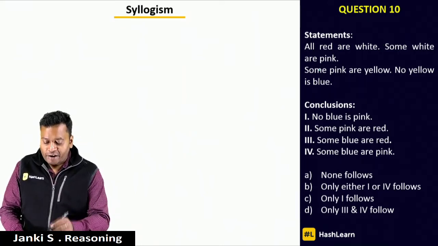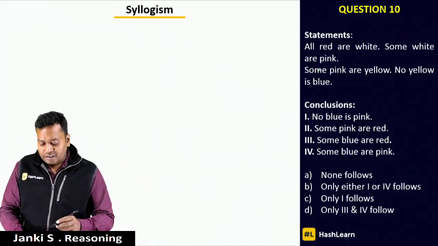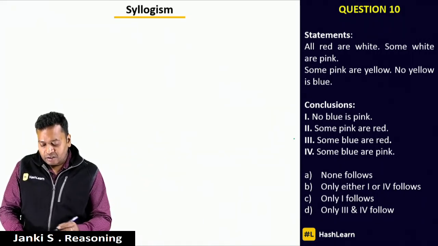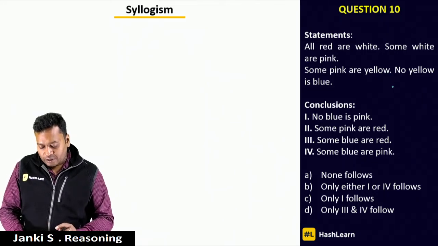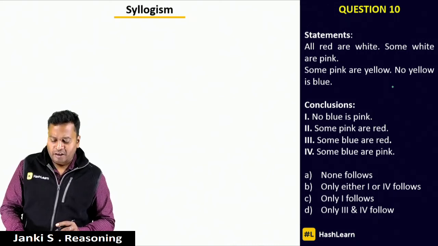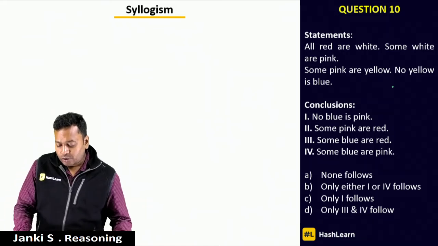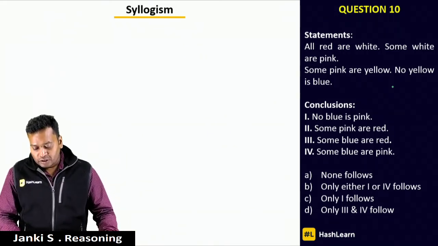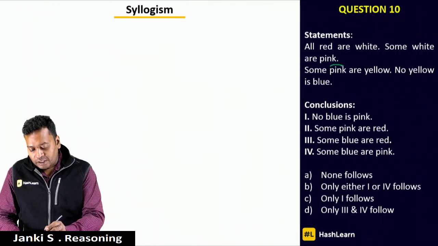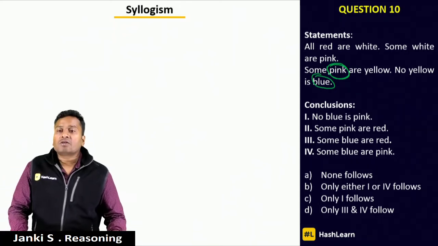एटलीस्ट सम वाइट आर पिंक एंड सम पिंक आर येलो, इन दोनों के बीच में कोई रिलेशन नहीं आ सकता है. सम पिंक आर येलो एंड नो येलो इज ब्लू, राइट. सो दैट मीन्स ये सम नॉट का फॉर्मेट होता है अगर आइडेंटिफाई करो तो. दैट मीन्स ये कंडीशन जो हो गया, दैट्स बेसिकली सम पिंक आर नॉट ब्लू, राइट.